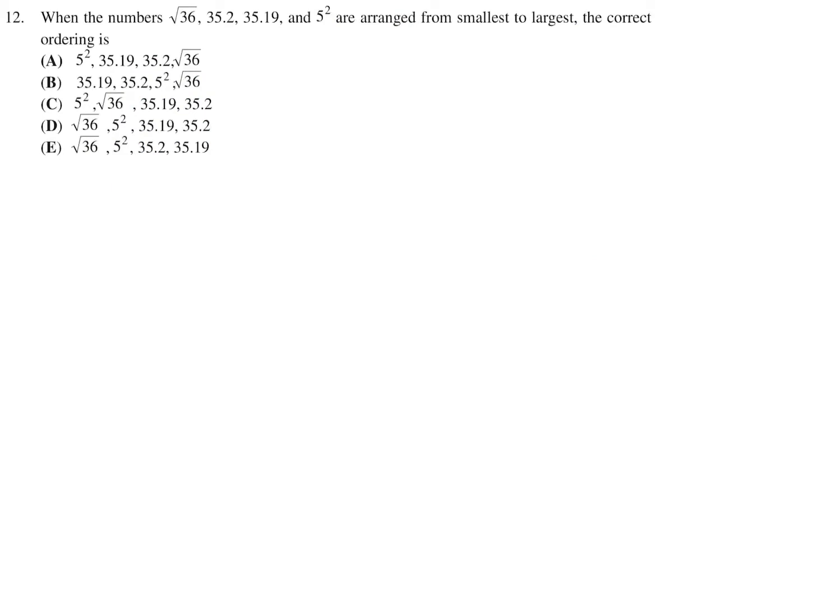When the numbers root 36, 35.2, 35.19, and 5 squared are arranged from smallest to largest, the correct ordering is... I think we just have to put these into a certain numerical format and then just arrange them. So root 36 is, of course, 6. 35.2 is just 35.2. 35.19 also doesn't need to be changed. And 5 squared, of course, is 25. So we have to arrange these from smallest to largest.